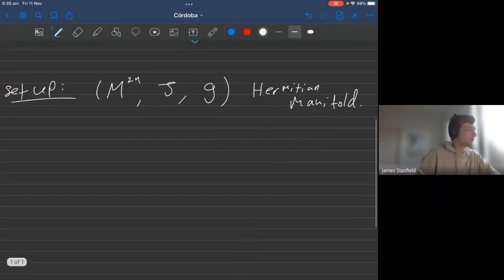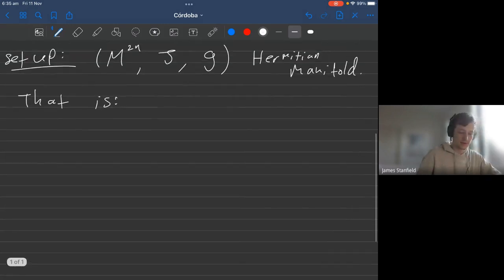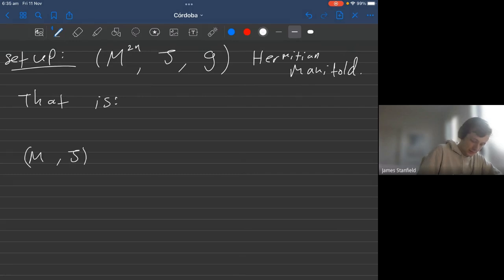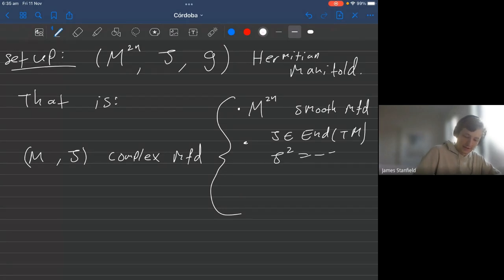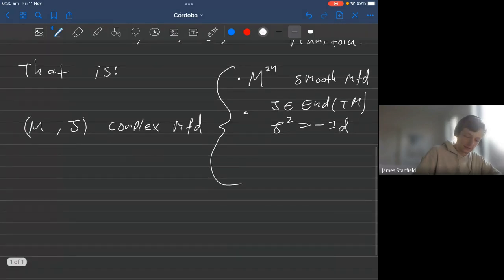Okay, so if people don't know what that is, let me just very briefly clarify the structure here. The pair (M, J) is a complex manifold. Okay, and so that means that M is a smooth, even dimensional manifold. J is a complex structure, so it's an endomorphism of the tangent bundle. It squares to minus the identity, and it's integrable.